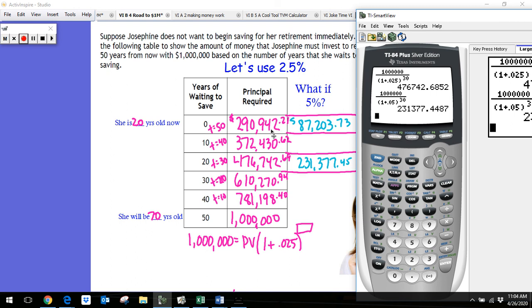At age 20, if she let that money sit for 50 years, this would be the amount she would have to put away in order for it to grow to be $1 million. If the change was going from 2.5% to 5%, she could put in less than that at age 40. So at 5% at age 40, she could put in $231,377.45. If you're following along the notes, that number and that number on your Google form you're filling in are very important.